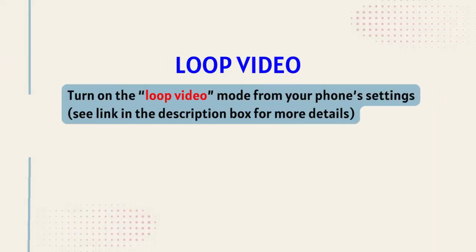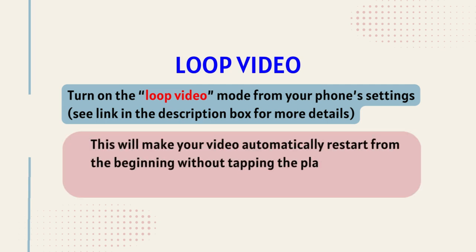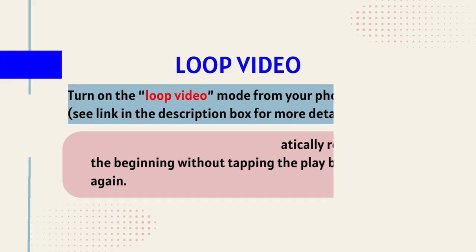Loop video. Turn on the loop video mode from your phone settings, see link in the description box for more details. This will make your video automatically restart from the beginning, without tapping the play button again.